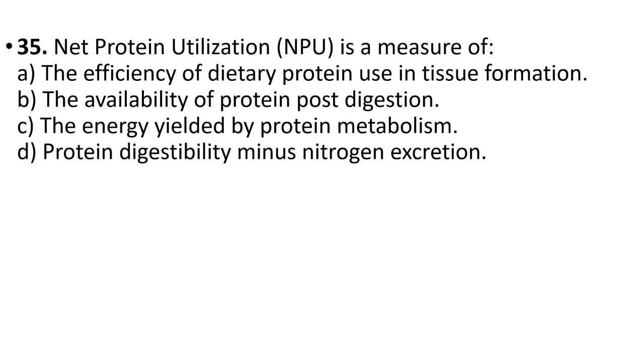36. Net protein utilization is a measure of the efficiency of dietary protein used in tissue formation, the availability of protein post-digestion, the energy yielded by protein metabolism. D. Protein digestibility minus nitrogen excretion. Your answer is option A, the efficiency of dietary protein used in tissue formation.